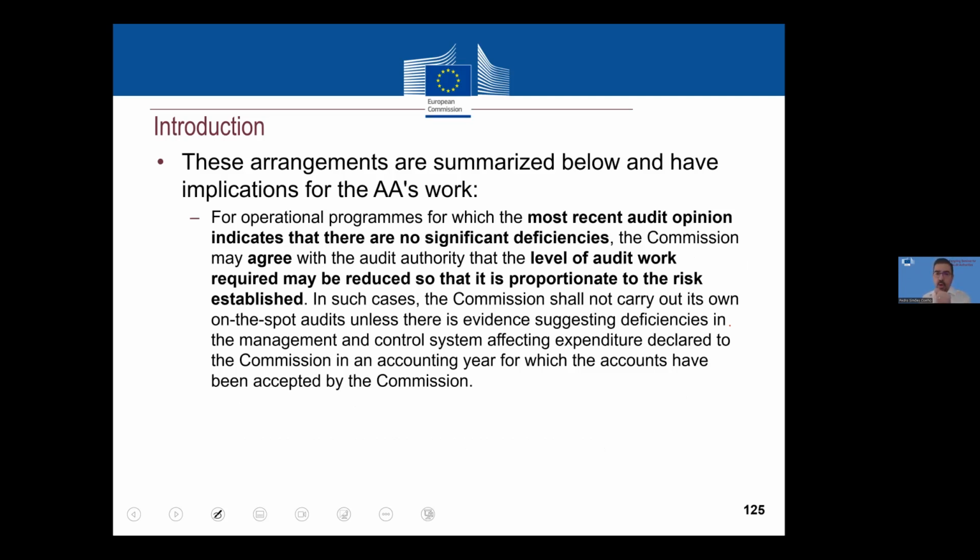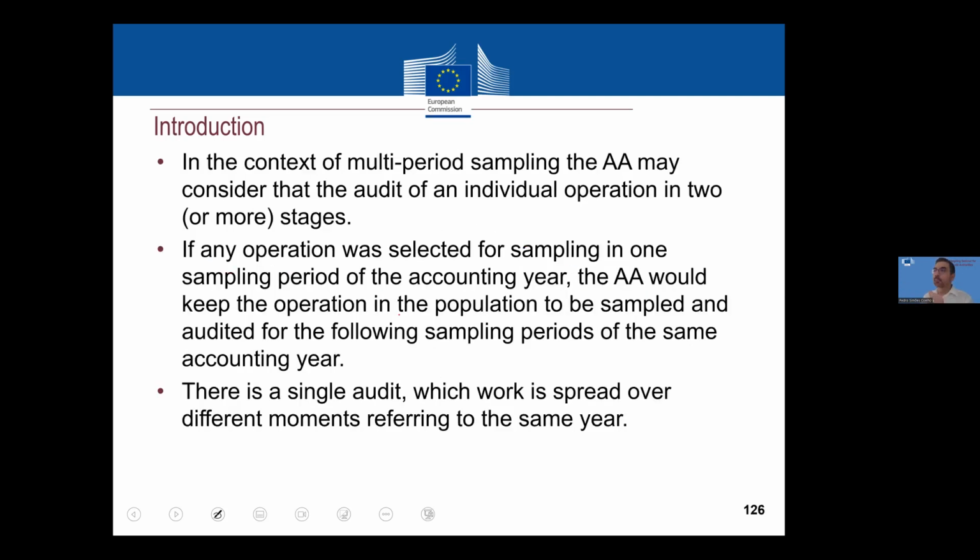Last comment regarding proportional control arrangements is that for operational programs for which the most recent audit opinion indicates that there are no significant deficiencies, the Commission may also agree with the audit authority that the level of audit work required may be reduced so it's proportionate to the risk that has been established. So this is the context of proportional control arrangements. A point of extreme importance that has been used by maybe not all, but many audit authorities.